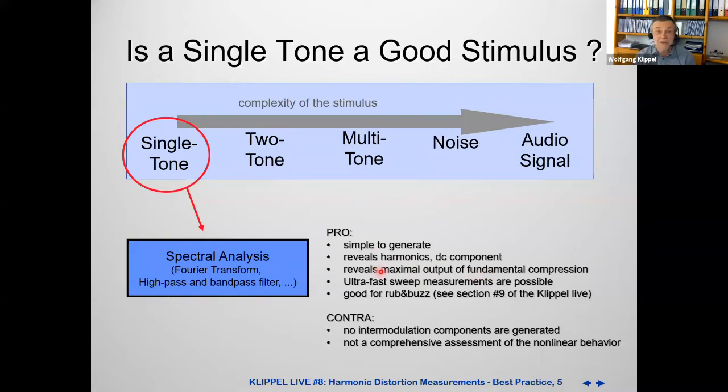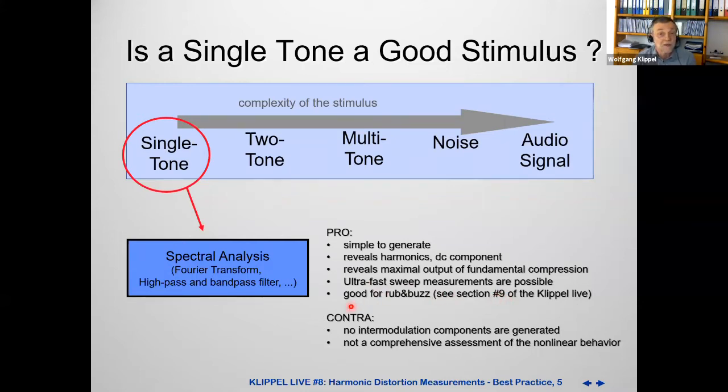We can also make the measurement a little bit faster, and we will speak about how to do a sweep or a chirp. And that's why the chirp measurement with the sinusoidal tone is very important for rub and buzz testing. But we will come back to that in section 9. Oh, actually 10. That's not correct here.